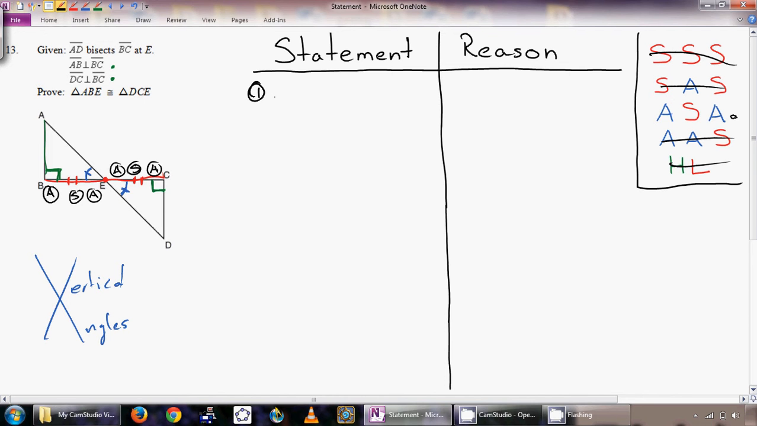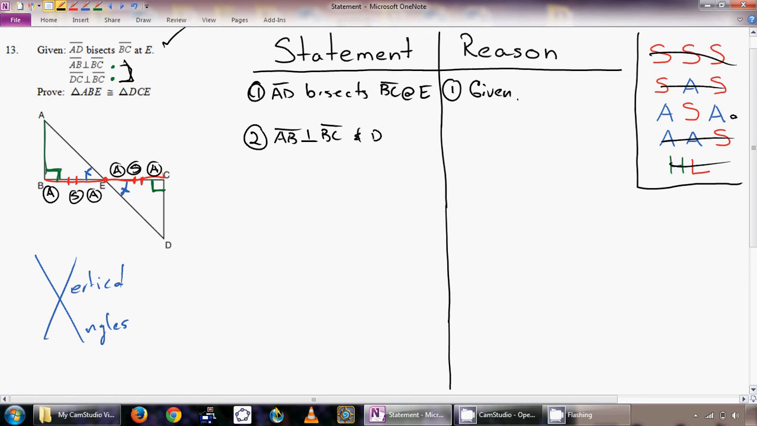So 1, let's list the givens. AD bisects BC at E. How did I know that? Oh, well, it was given. Check that off. I'm going to clump these together into another given. AB is perpendicular to BC, and DC is perpendicular to BC. And my reason for that is that it's given.